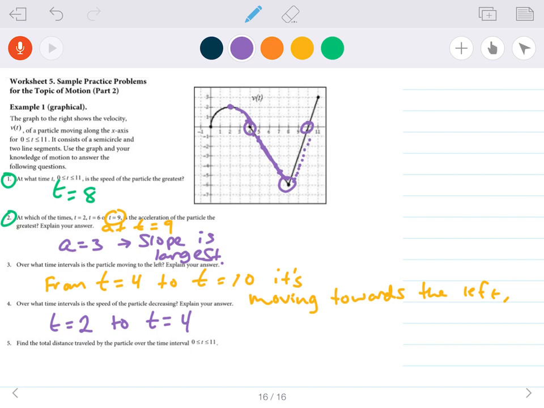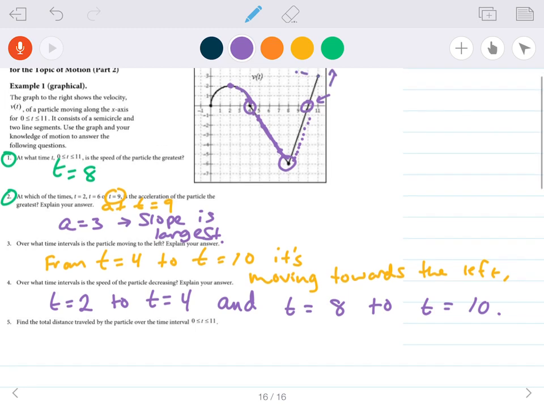All right. So here, another place where it's decreasing is from t equals 8 to t equals 10. And then it starts increasing again because the velocity is 0 right here, and then the velocity is increasing.